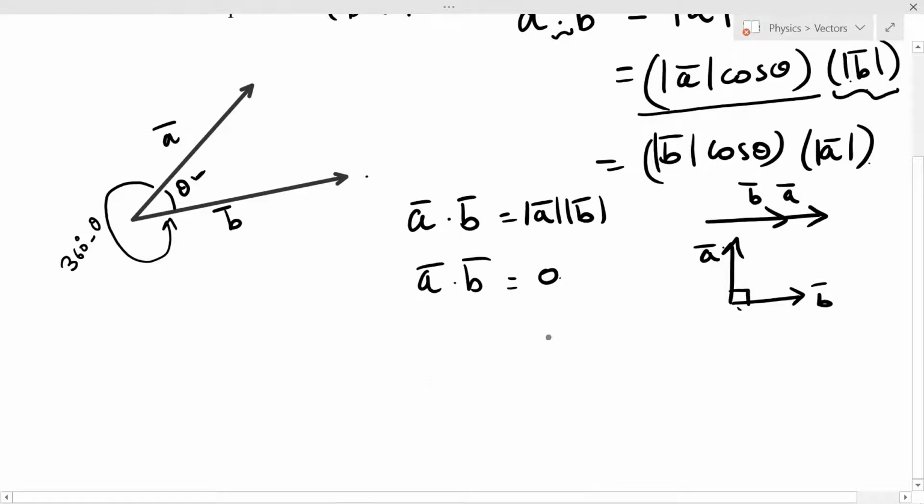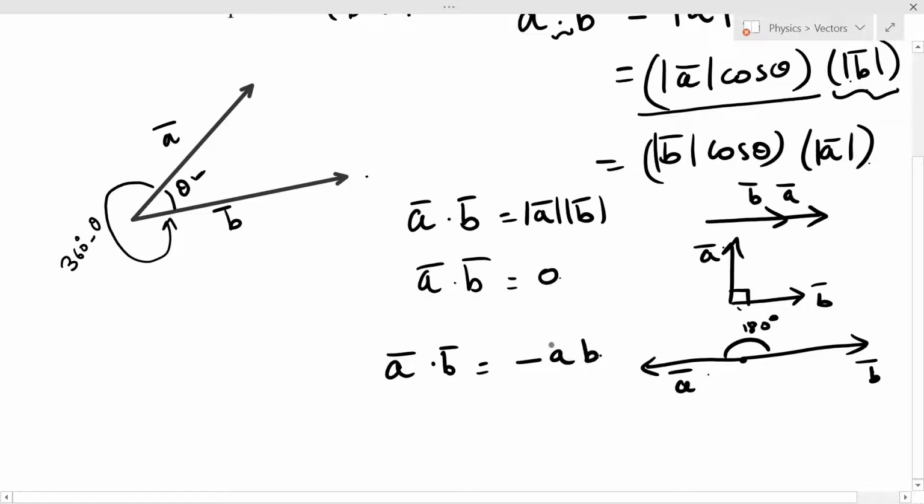When the two vectors are opposite of each other, that is 180 degrees opposite of each other, then the dot product will be minus AB, that is minus modulus of a bar into modulus of b bar. That is the minimum, because cos of 180 degrees is minus 1.